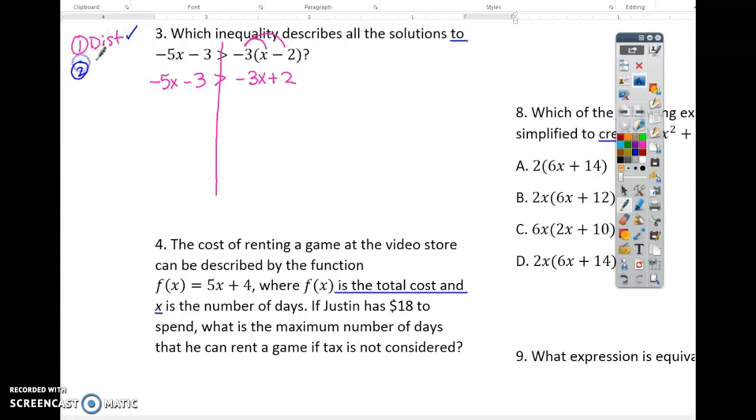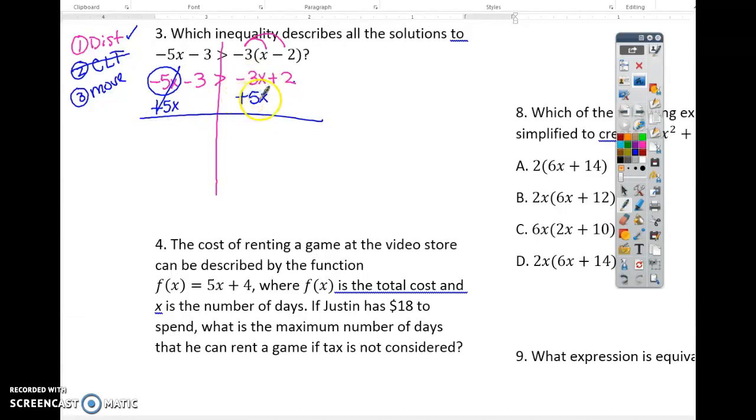Step number 2, combine like terms. These do not look the same and these do not look the same, so we are not going to combine anything. Step number 3, move the smallest variable. What's smaller, negative 5 or negative 3? If you said negative 5, you are correct. Negative 5 is smaller than negative 3, so to get rid of it, you add 5x to both sides.